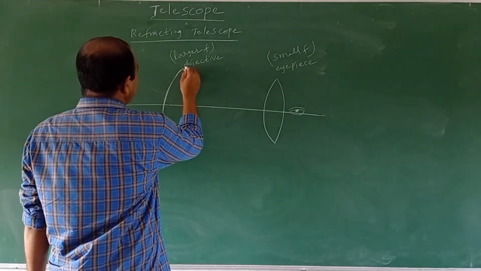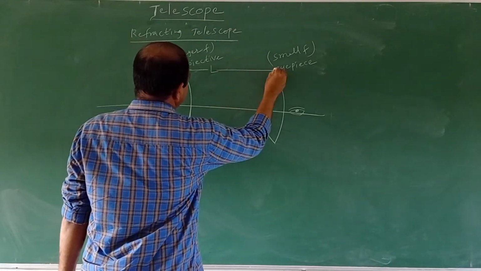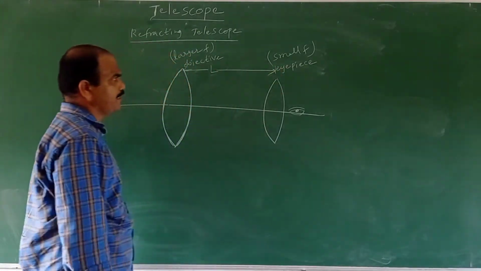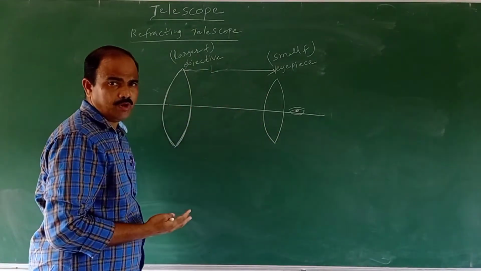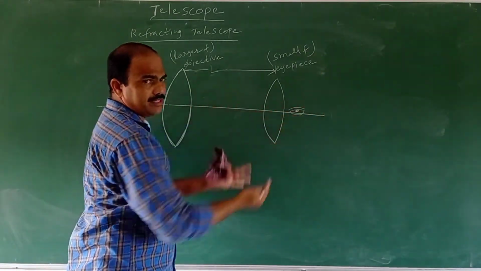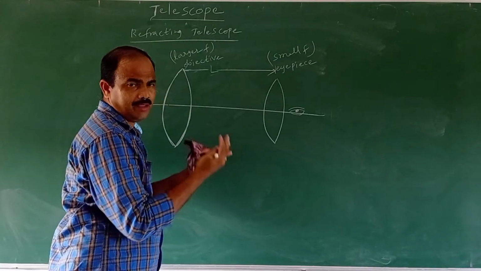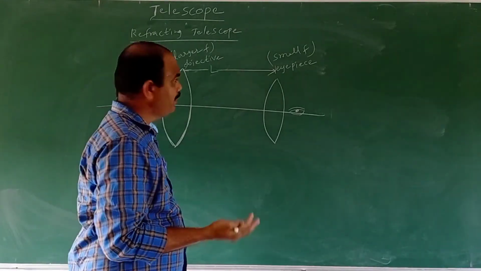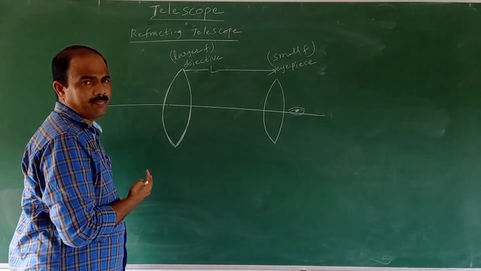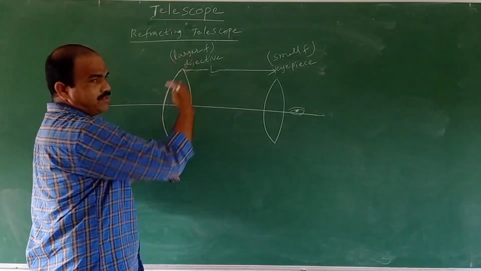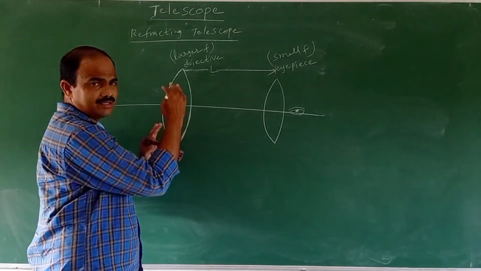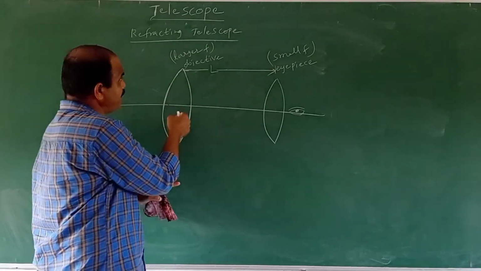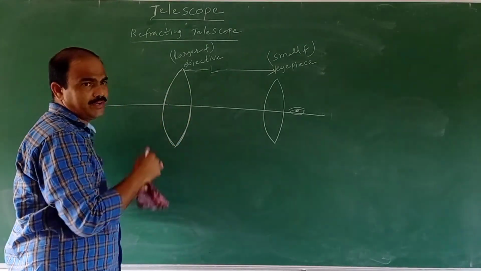Now consider this is the length of the telescope. L is the distance of the telescope. But in the compound microscope, the eyepiece has the larger focal length. In the case of the telescope, the objective has a large focal length and a larger aperture. So why is the telescope objective larger?